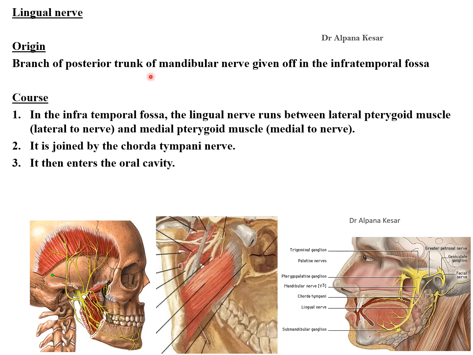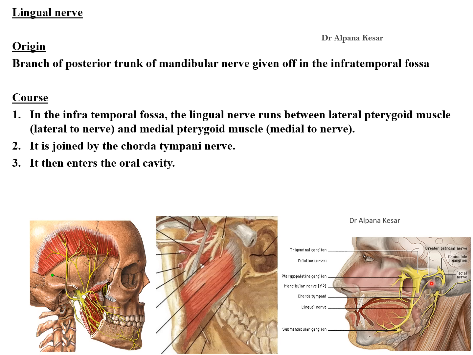Lingual nerve. Lingual nerve is a branch of posterior trunk of mandibular nerve given off in the infratemporal fossa. This is the infratemporal fossa. This is the posterior trunk of mandibular nerve, and this is the lingual nerve. After arising from the posterior trunk of mandibular nerve, the lingual nerve runs between the medial and the lateral pterygoid muscles. Medial pterygoid muscle is present medial to the lingual nerve, and lateral pterygoid muscle is present lateral to the lingual nerve.